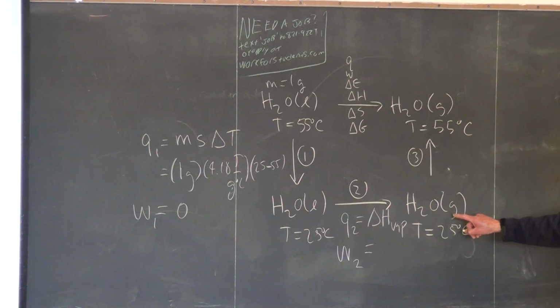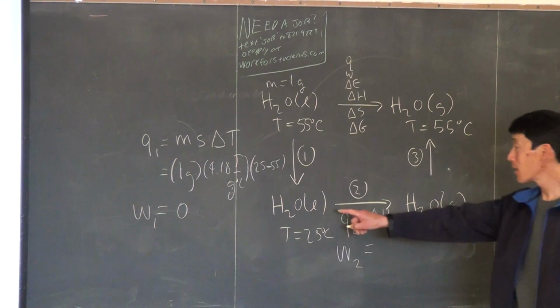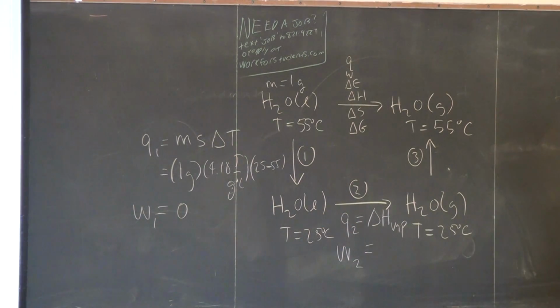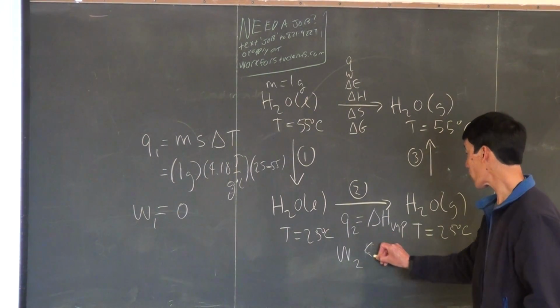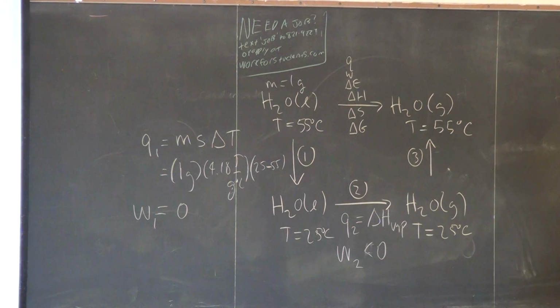Because note that we have a gas product and a liquid reactant. So that means that delta N is going to be positive, which means that work is going to be negative. So work is going to be less than 0. So how would we calculate work here then? What formula will we use? We can use P delta V.